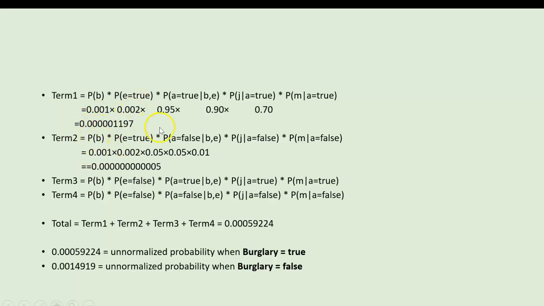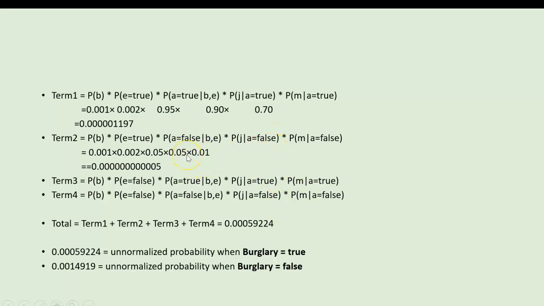And then term 2, here the A value you will change to false, and this will be considered as the second term. E is equal to true, A equal to true is the first term. The second term is E equal to true, A equal to false. The third term is E equal to false and A equal to true. And the fourth term is E equal to false and A equal to false. With all these you will be calculating the probability.